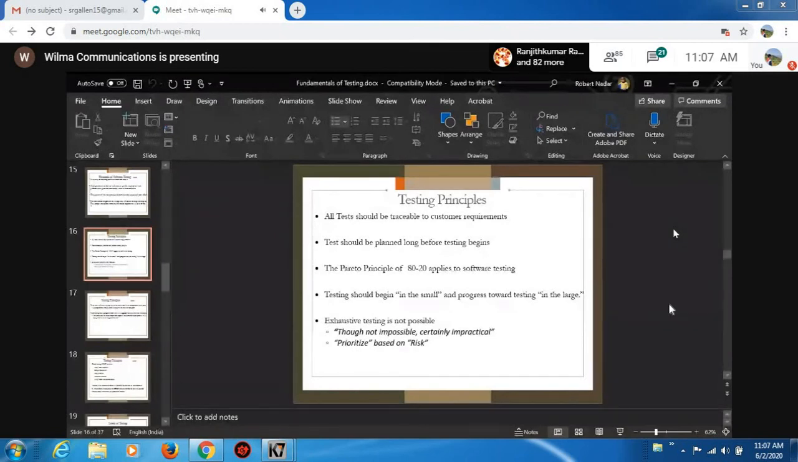Tests should be planned long before testing begins. If you see the testing life cycle, testing comes after development, but the testing planning, what type of testing needs to be conducted and what different techniques we are going to implement, needs to be done at the initial level of the project life cycle. Pareto principle, I will explain this point later.